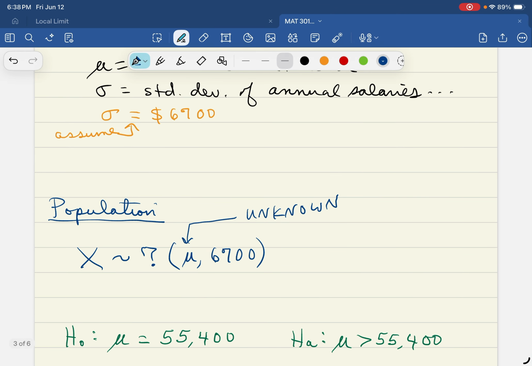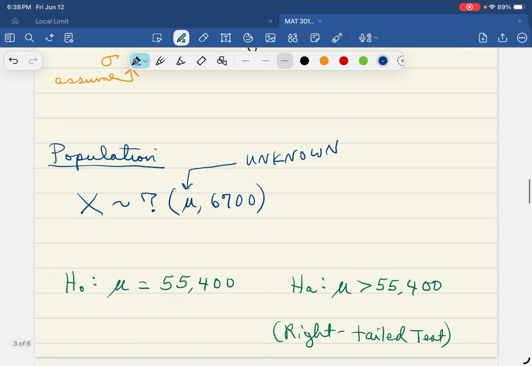The null hypothesis is that mu is equal to 55,400. In other words, the mean for the state of Ohio is the same as the national mean, versus the alternative that the mean for the state of Ohio is greater than the national mean. And because of the form of that alternative hypothesis, we know that this is a right-tailed test.